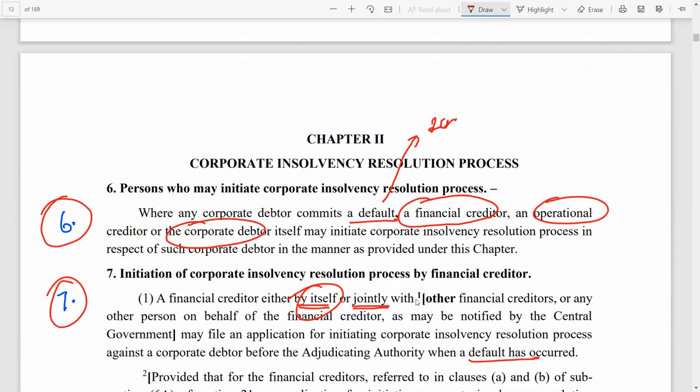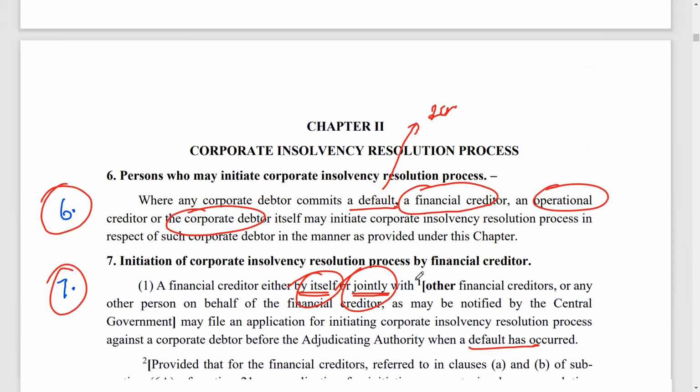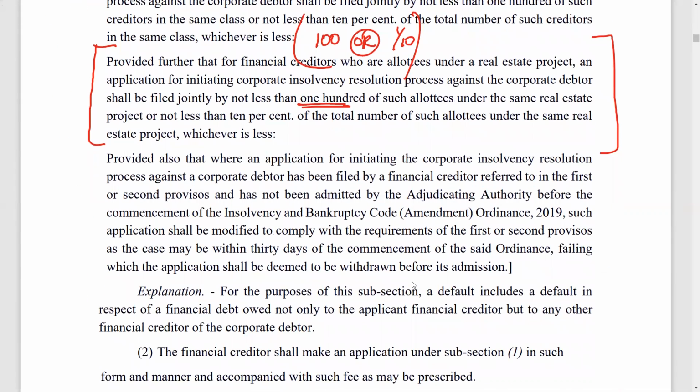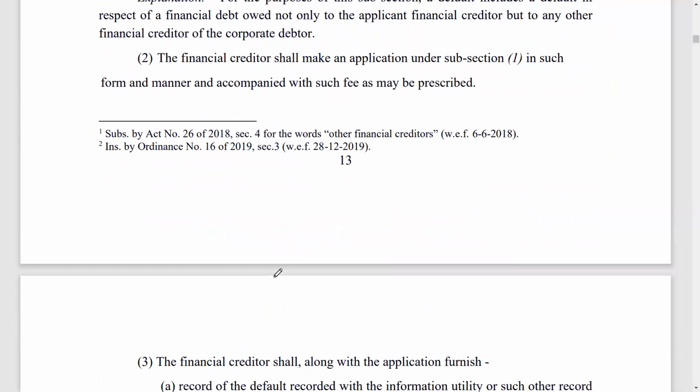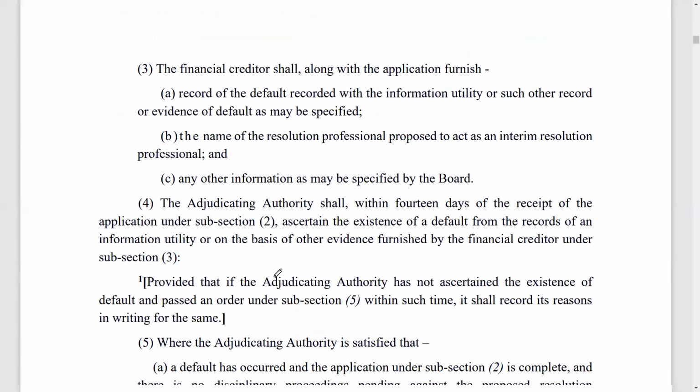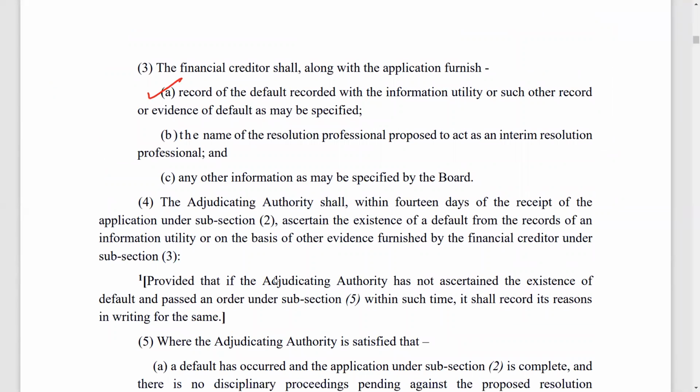A single financial creditor can also file the application along with the other financial creditors. But when it comes to the real estate allottee, this is the amendment there: either 100 or 1/10 of the total allottees, whichever is lower, would be needed to file the application for the CIRP. Now, when the application is made, the financial creditor needs to submit the record of the default.